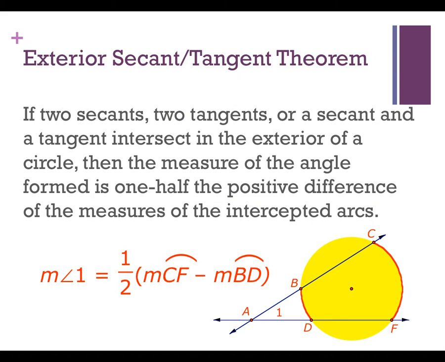All right. Fourth scenario, we move the vertex outside the circle. So I've got 2 secants coming through there.